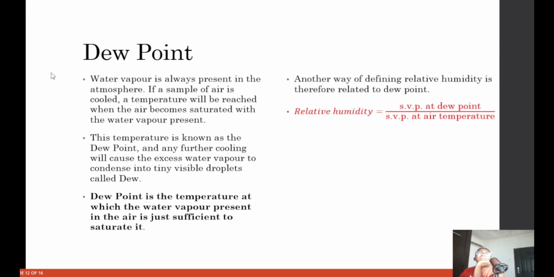Dew point. Water vapor is always present in the atmosphere, as we have established. If a sample of air is cooled, a temperature will be reached when the air becomes saturated with the water vapor present. This temperature is known as the dew point, and any further cooling will cause the excess water vapor to condense into tiny visible droplets called dew.